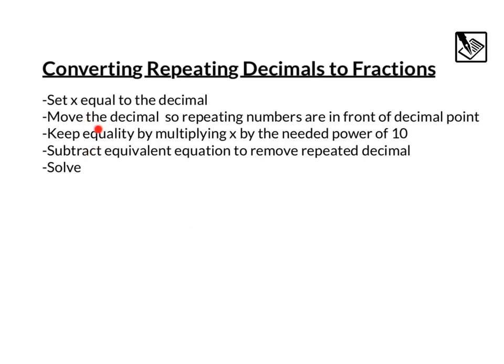The steps are as follows. Set x equal to the decimal. Move the decimal so the repeating numbers are in front of the decimal point. Keep equality by multiplying x by the needed power of 10. Subtract an equivalent equation that removes the repeated decimal, and then solve. I have a feeling it's going to make more sense as we do a couple examples. So let's go ahead and do that.